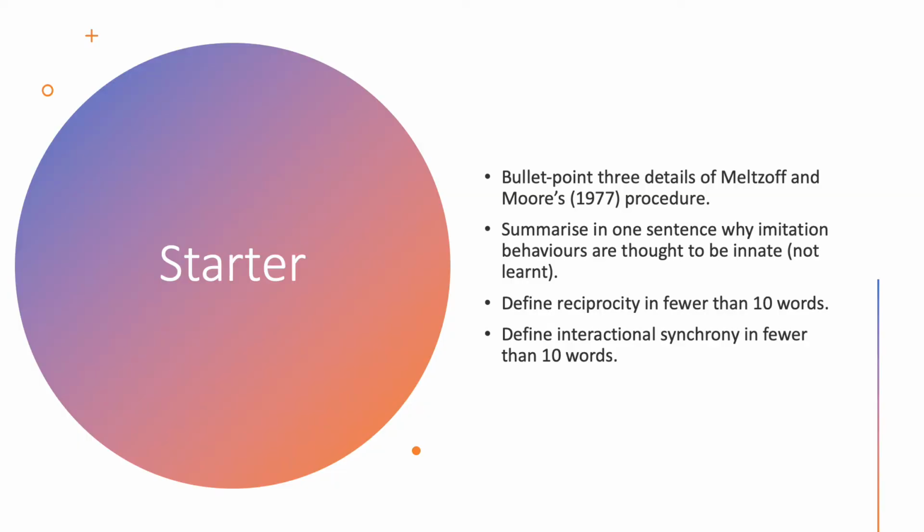As a starter, what I want you to do is firstly bullet point 3 details of Meltzoff and Moore's procedure, and summarise in one sentence why imitation behaviours are thought to be innate. If you remember last lesson, we discussed whether it's real imitation that we see in infants or whether it's pseudo-imitation. And then I want you to define reciprocity in fewer than 10 words and do the same for interactional synchrony.